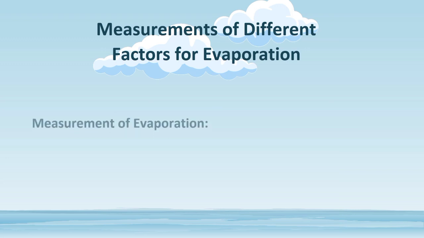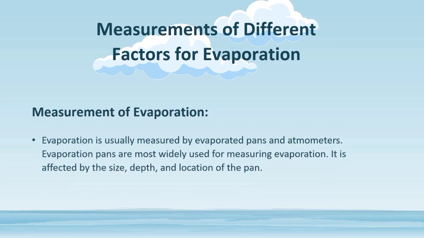Measurement of evaporation. Evaporation is usually measured by evaporation pans and atmometers. Evaporation pans are most widely used for measuring evaporation. It is affected by the size, depth, and location of the pan.